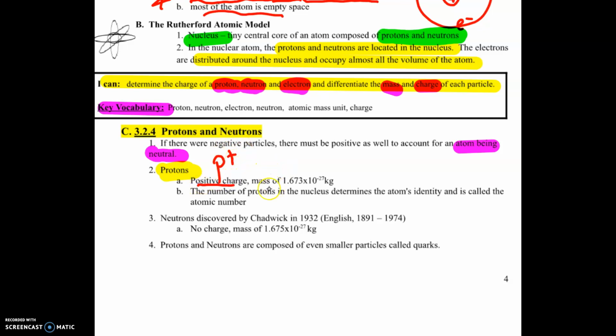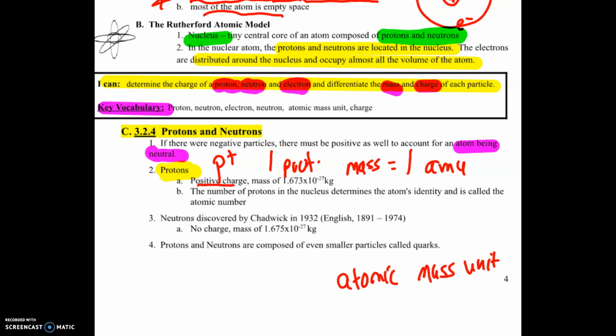plus for that positive charge. Now, it has a mass of 1.673 times 10 to the negative 27th kilograms. You don't really need to know that. We were able to figure that out through some experiments, but what we usually say is that the mass is equal to 1 AMU. And AMU means atomic mass unit. So one proton, instead of using this really tiny number, we just say one proton has a mass of 1 AMU, just to make things simpler so we're not dealing with crazy numbers.